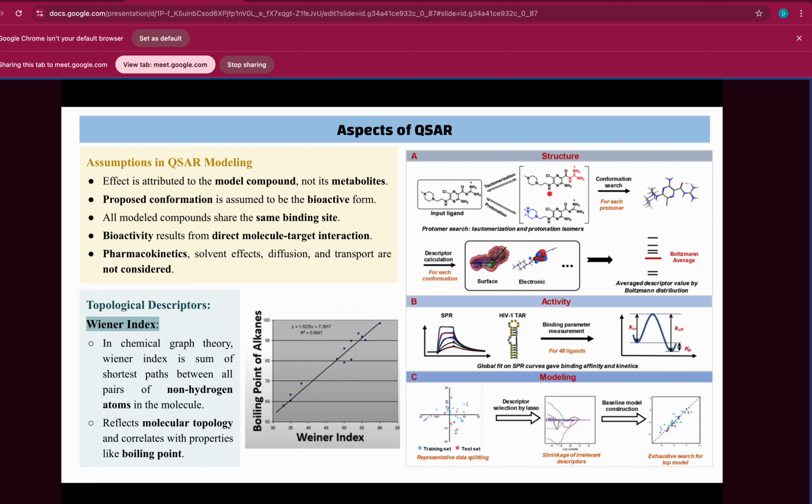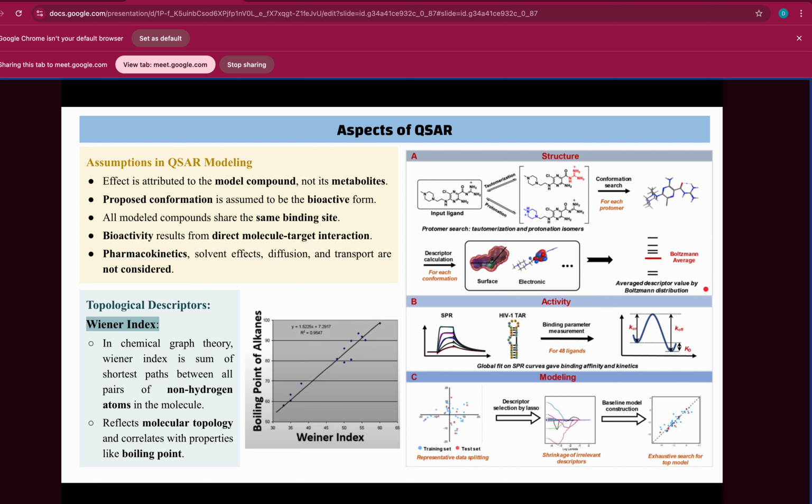Okay, so now let's start with this. If we have a known ligand structure, this is ligand based drug discovery. So we know the ligand, then different tautomerization or protonation states are considered. These are the changes which are brought in the structure of the ligand, and then its conformations are searched. Similarly for protonation states also, we look for different conformational structures of that particular input ligand, and then descriptors are calculated for all those structures. Then average descriptor values by Boltzmann distribution are obtained.